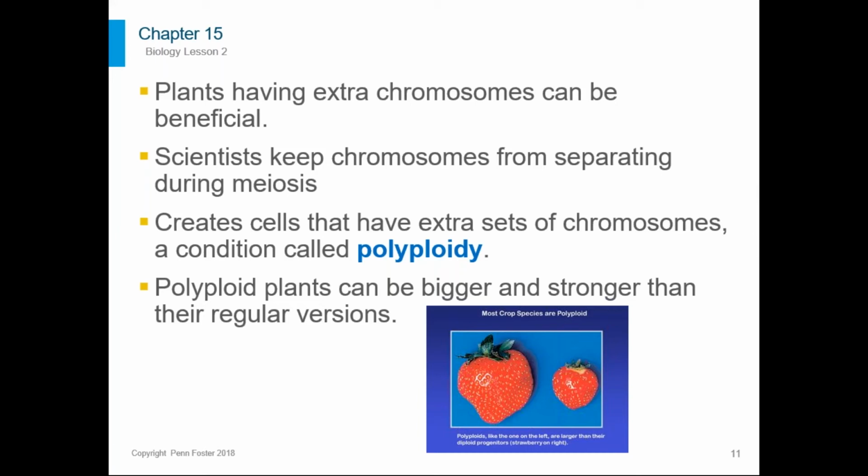And strawberries are not a result of any chemical tampering. It was just hybrid breeding long ago, and they're the strawberries that we ended up with. But they happen to have 8 sets of chromosomes. And again, many, many crop plants are like this. Strawberries are just one example.